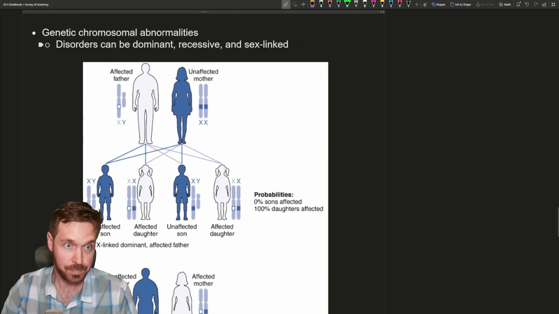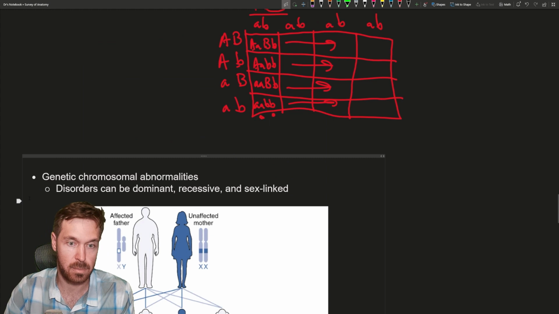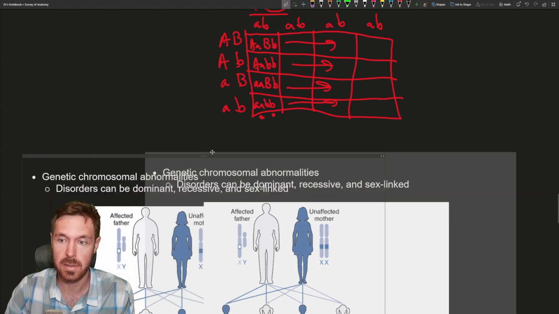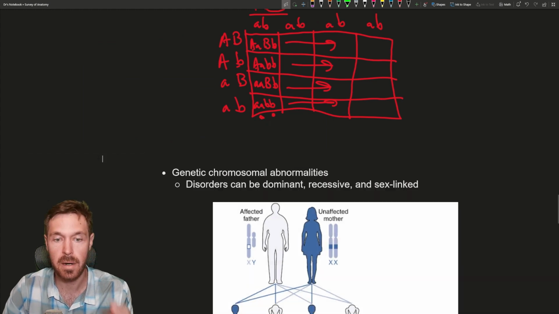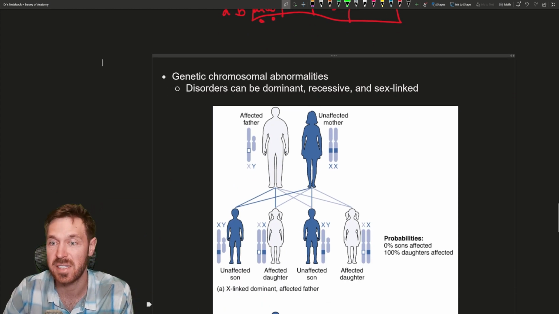And with this, you can have genetic disorders. So let's move this over to here. Sorry, got to slide it over there. So we have genetic disorders. Disorders can be dominant, recessive, or sex-linked.